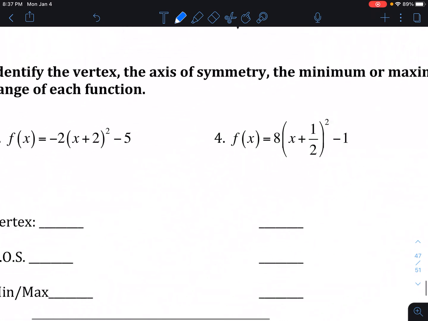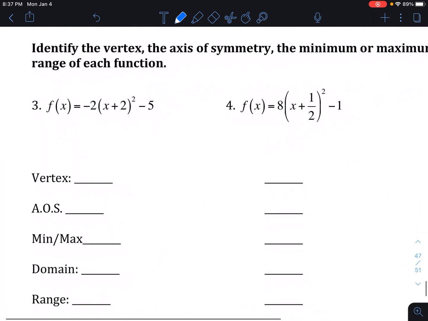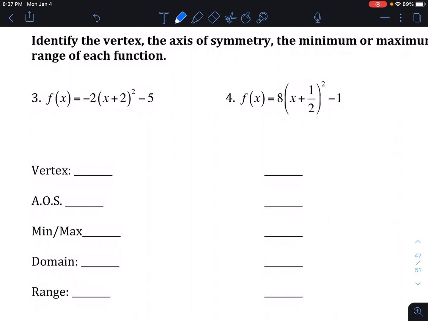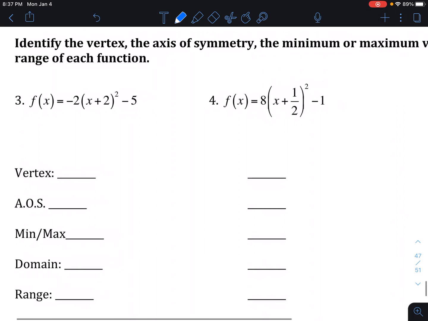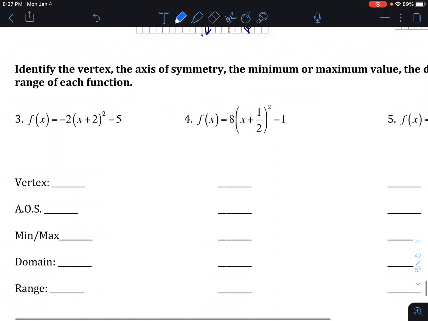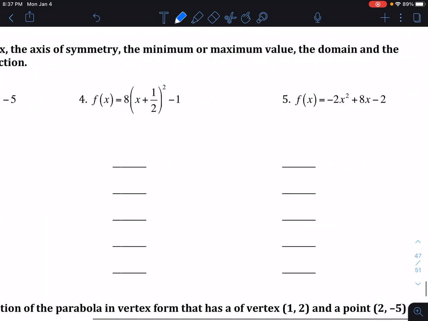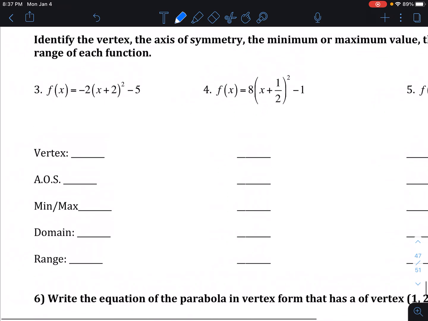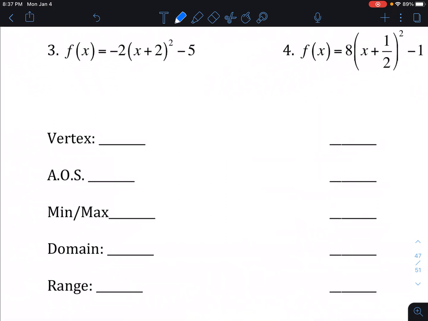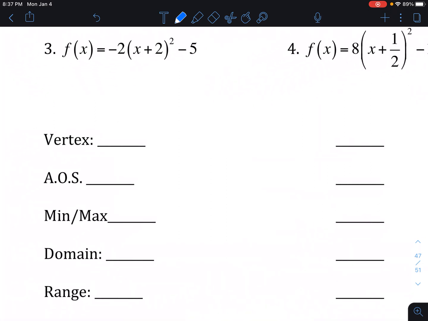Moving on. Identify the vertex, axis of symmetry, which is AOS, the minimum or maximum, that has to do with if the vertex is a minimum or maximum, then the domain and the range of each function. So number 3 is in vertex form. So the vertex (h, k), remember h is opposite, so that would be (-2, -5).